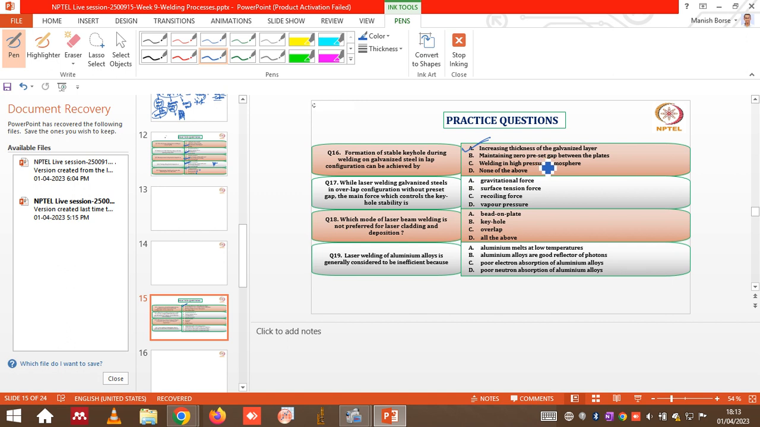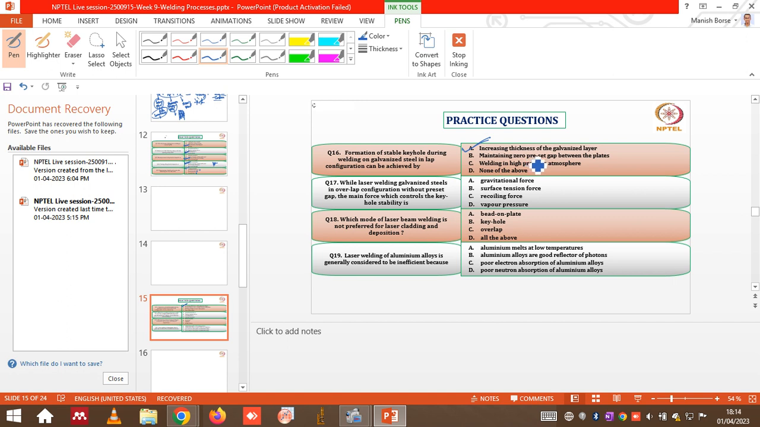So if we maintain zero preset gap, then there won't be any space for the metal vapors to escape, right? So pressure will keep on accumulating or increasing in the keyhole area. It will again form an expansion or explosion of the center region, and because of that molten liquid will fall to the surrounding area and cause spatter losses. By increasing the thickness of the galvanized layer we can avoid that problem. Also we can maintain a certain preset gap, so there won't be any zero preset gap.